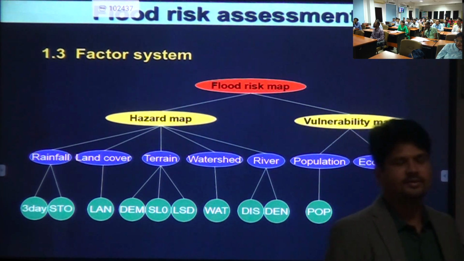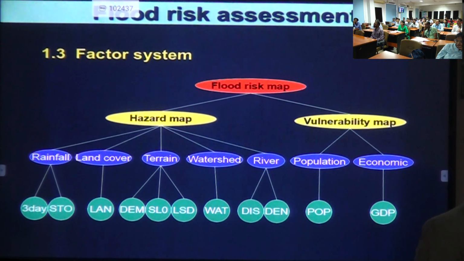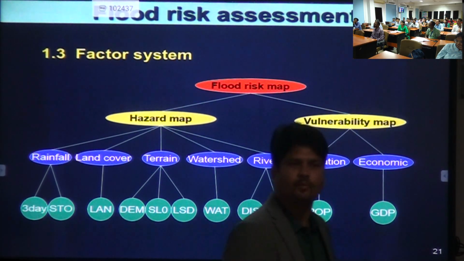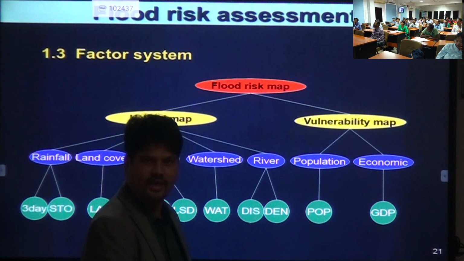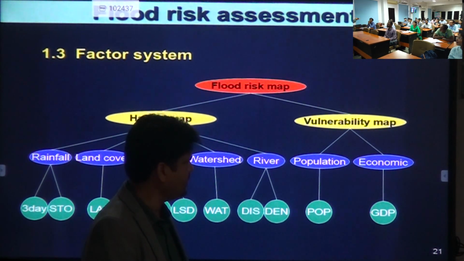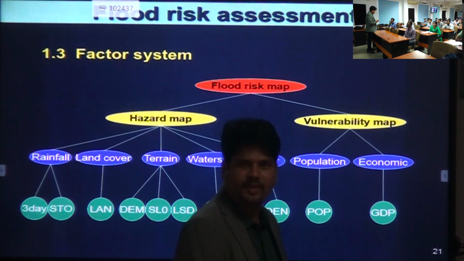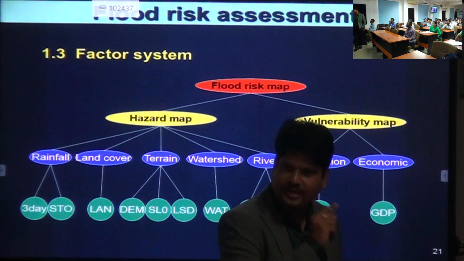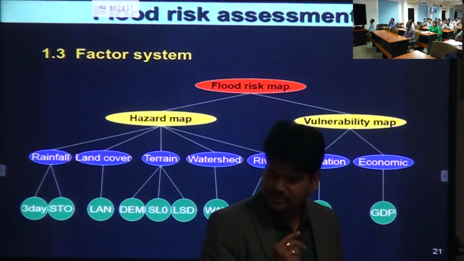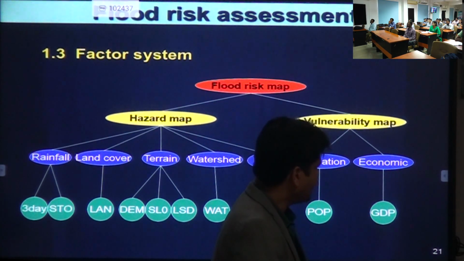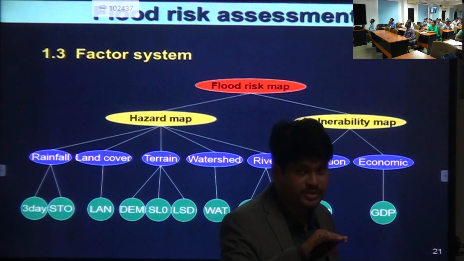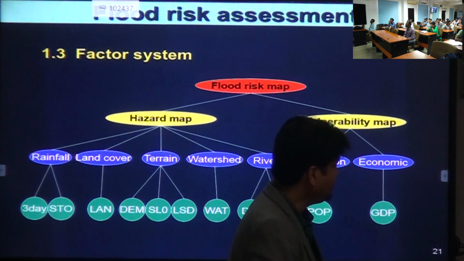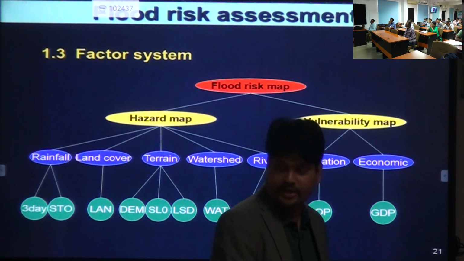Now we know that a risk map is a function of hazard and vulnerability. See how I have broken it down. To produce a hazard map, based on the input data that I have, what are the parameters that go in? Rainfall, land cover, terrain data. Again, it is a high level classification I am doing. Then watershed data and river data.